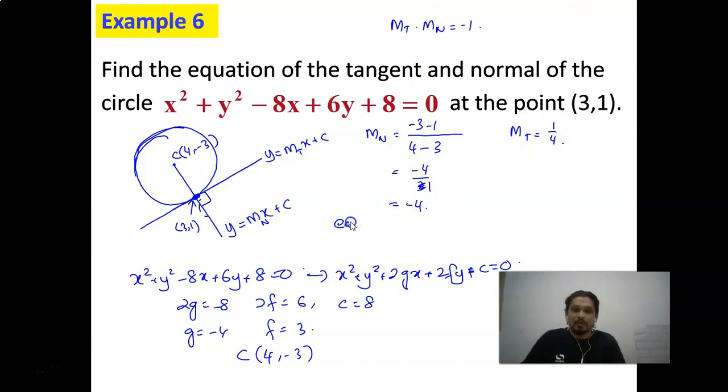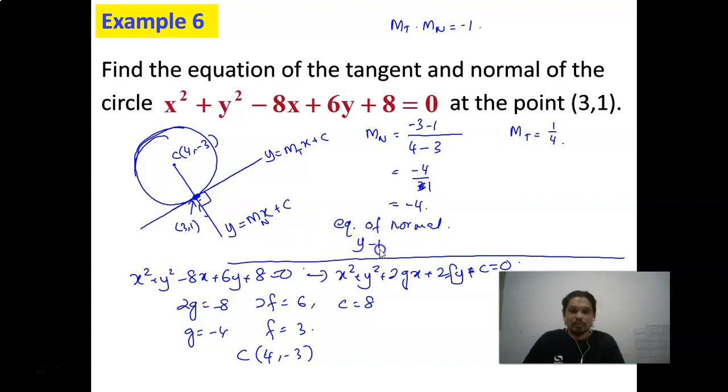Okay, so the equation of normal. We call the coordinate of 3 and 1 here, because this is a line passing through the point 3, 1. y minus 1 equal to negative 4 times x minus 3.